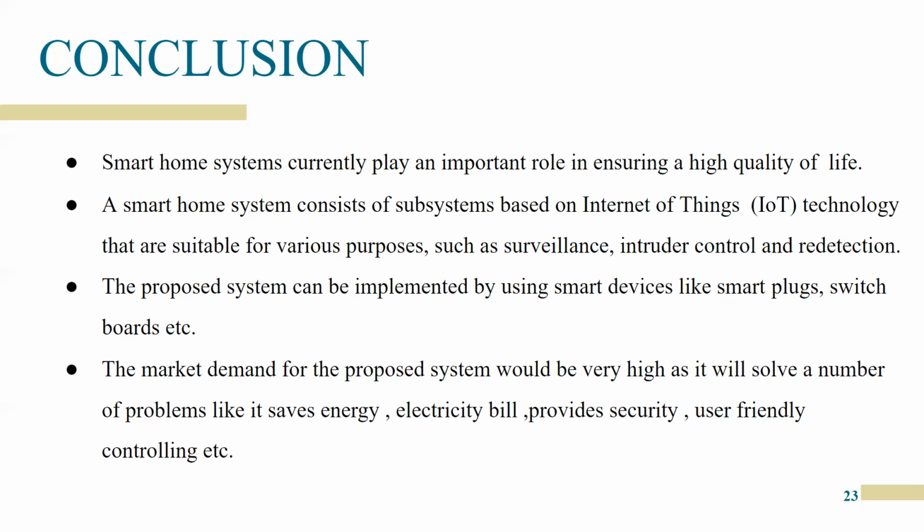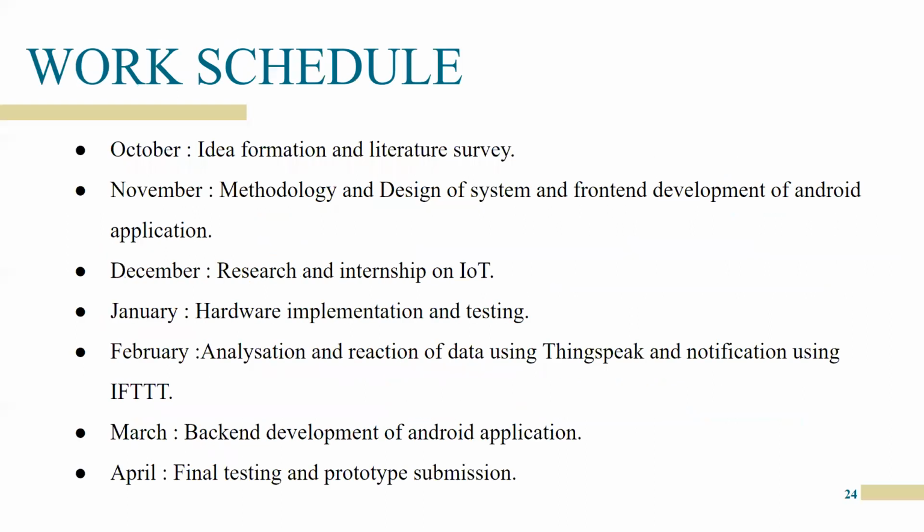So next is the work we have done till now, which will be explained by my friend Advait. So my friends have already explained our whole project. So we'll be discussing the work schedule and how we'll be completing it, the plan for completing this project. We started our project in October, and the idea formation and the literature survey were done during this time. In early November, we started making the methodologies and the design for the system. And in the late stages of November, we developed an Android application. That is, the basic front-end development has been completed.